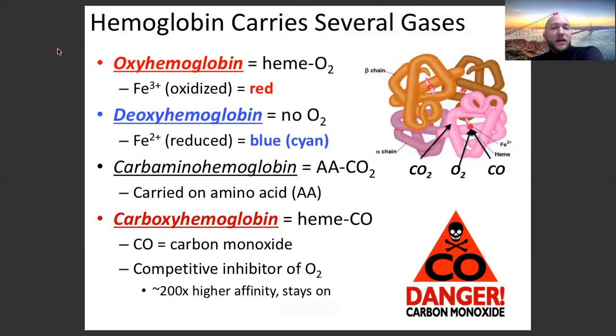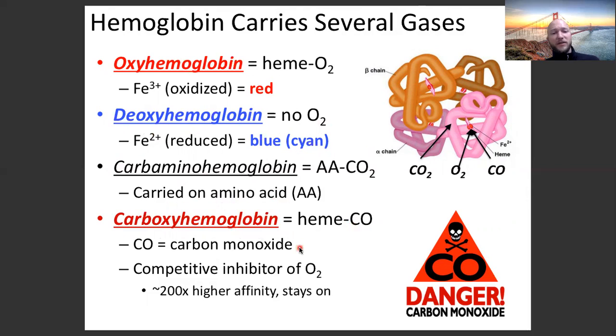So right here, hemoglobin carries several different gases. Now, heads up, it's really easy to ask a question about the information on this slide, so make your flashcards and be ready for it. Oxyhemoglobin is when the heme is bound to O2, and this imparts a slight red color. Deoxyhemoglobin, no O2, has a slight bluish color. Carbaminohemoglobin is carried on an amino acid. Carboxyhemoglobin is when you have carbon monoxide bound to the hemoglobin.